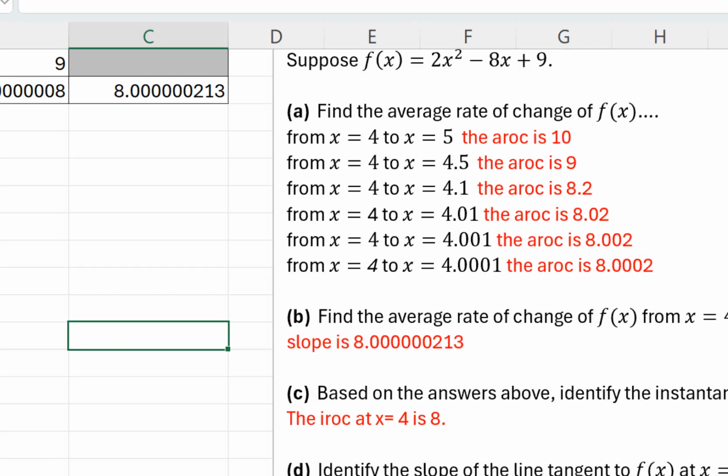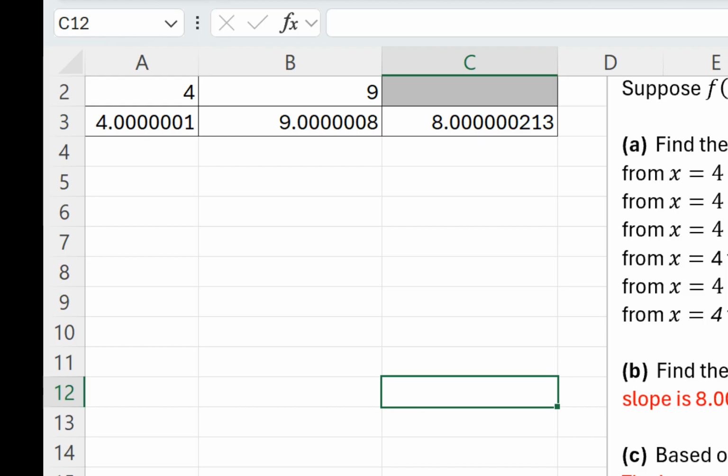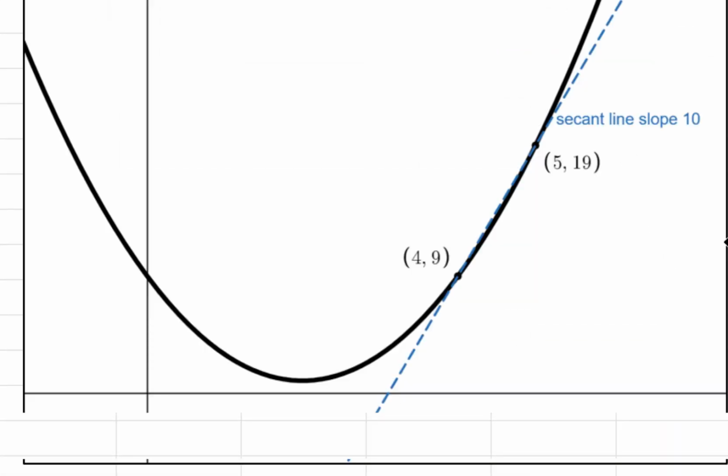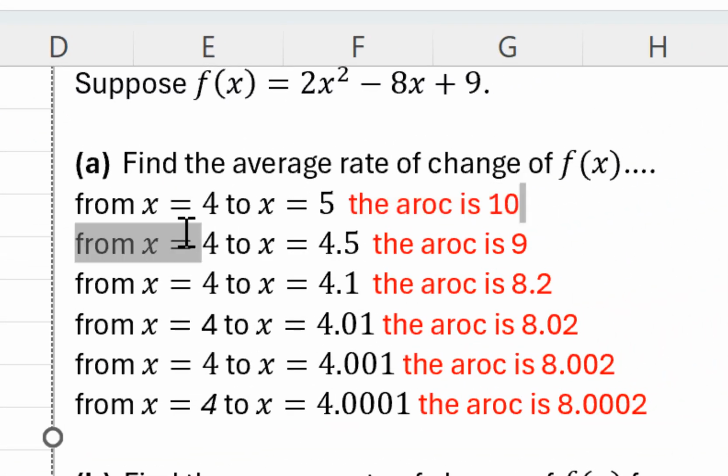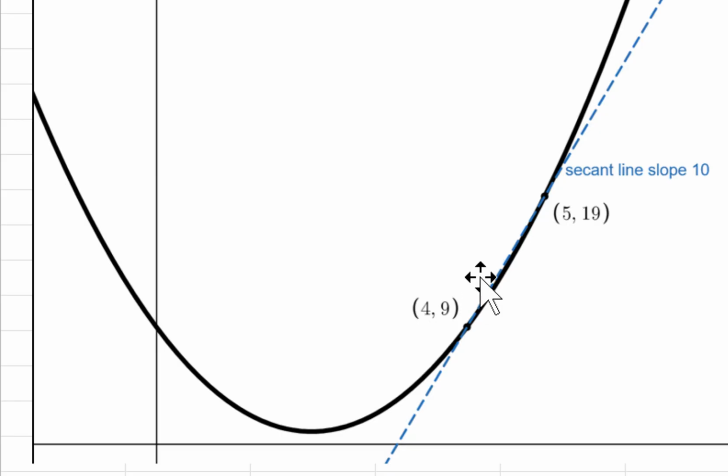Lastly, I created a few graphs of these calculations to just kind of graphically understand what's happening here. So first calculation we did was an average rate of change from x is 4 to x is 5. So the black function here is that f of x quadratic function. And I drew a dashed blue line, which is the secant line, the line that intersects the function from x is 4 to x is 5. And the slope of that secant line is 10. That's what we found when we did the average rate of change from 4 to 5.